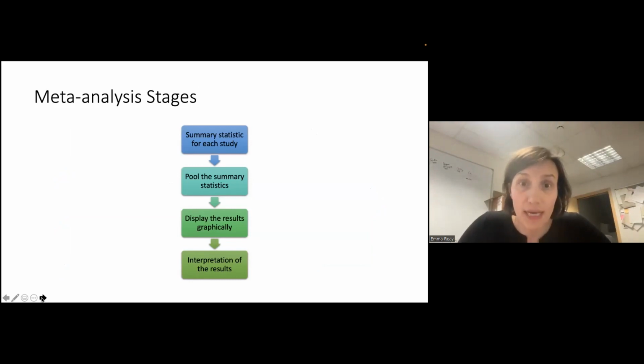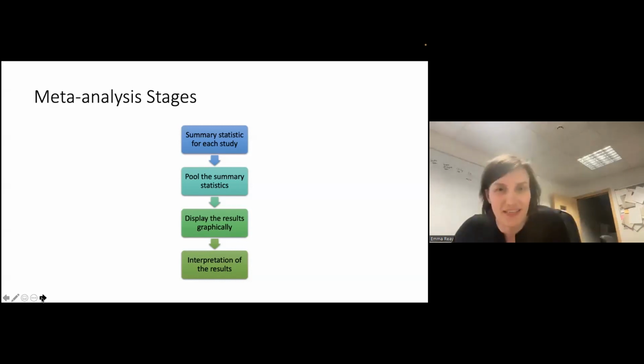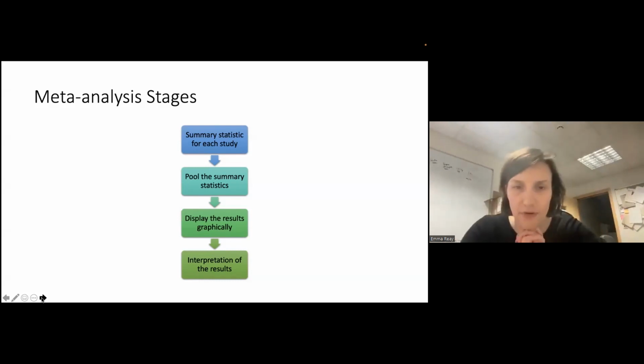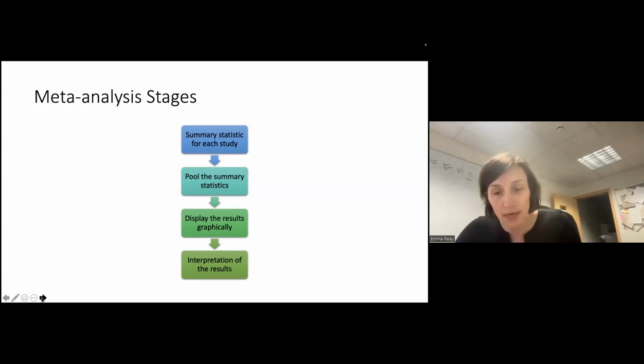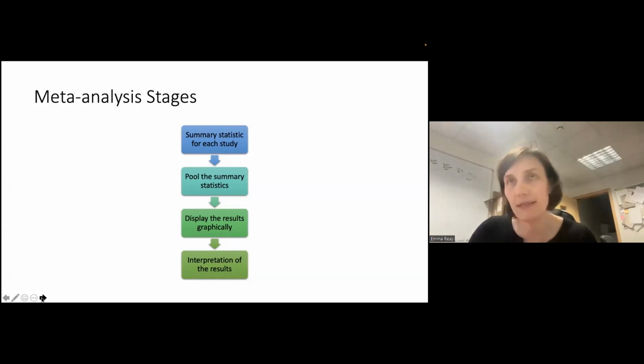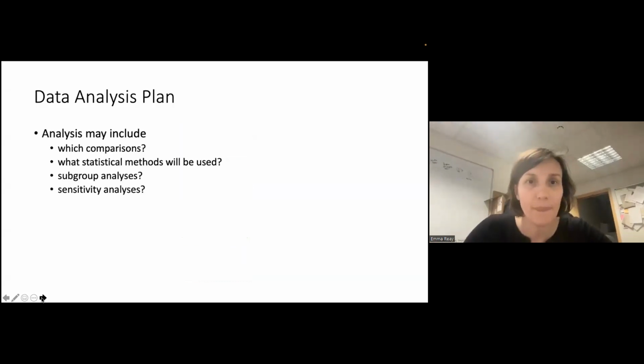So there are a number of different stages. The first one is you summarize the statistic for each study. Then you pool the summary of the statistics, display the results graphically, which I'll show you a little bit about. That's usually called a forest plot. And then you interpret the results. And usually this is a slightly smaller study that can encompass some of the data from a systematic review. So one aspect of the systematic review can then be delved more deeply into using a meta-analysis, or a meta-analysis can be a standalone undertaking.